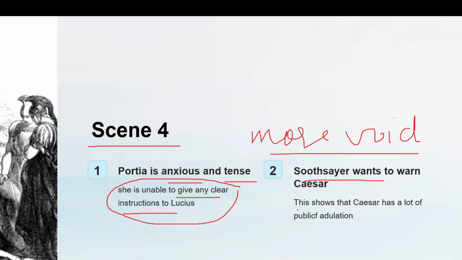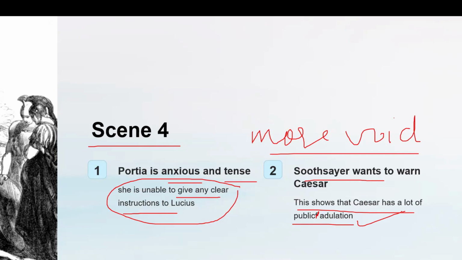So again, this proves that Caesar has a lot of public adulation. There's a lot of love for him, and Artemidorus would say they are just his well-wishers. They don't have any motive. They are just his well-wishers, which shows that he's actually quite loved and admired by the Romans.